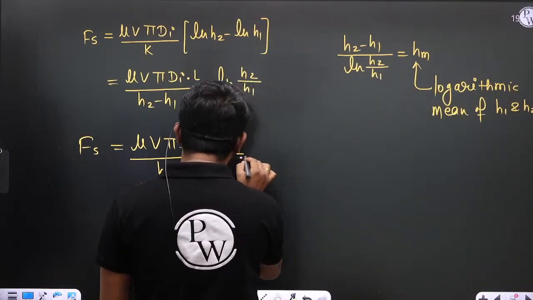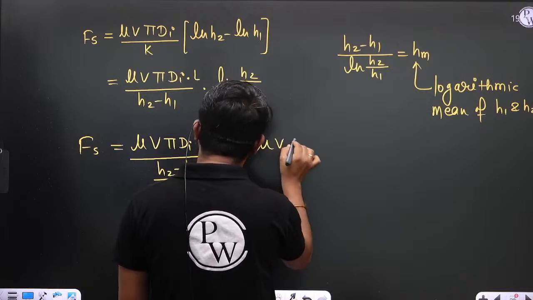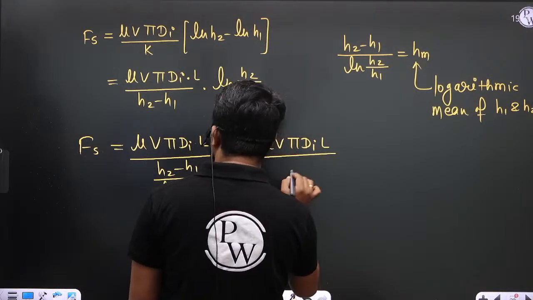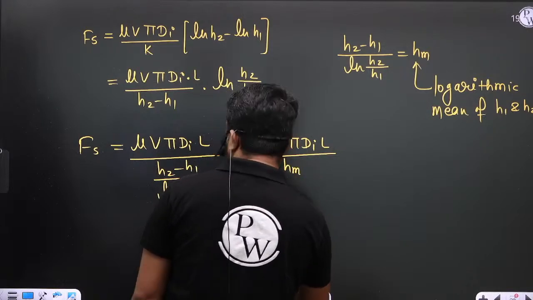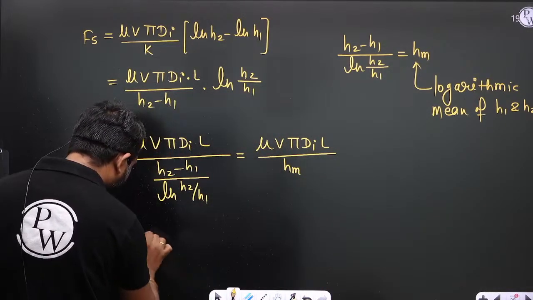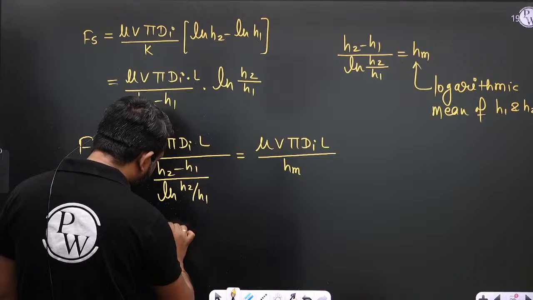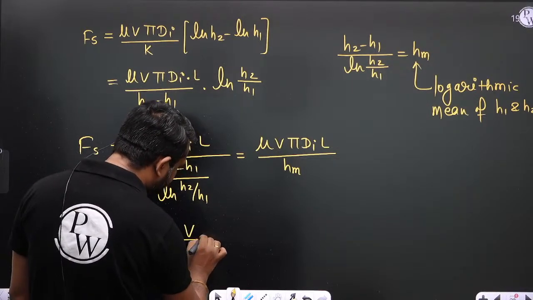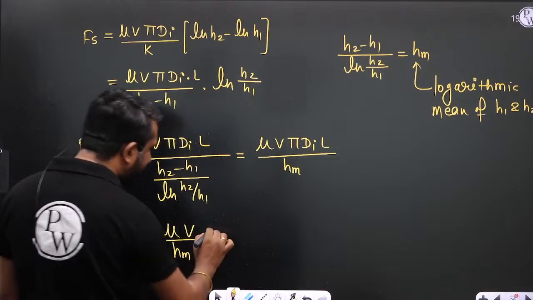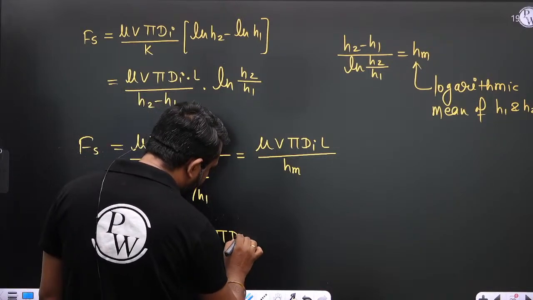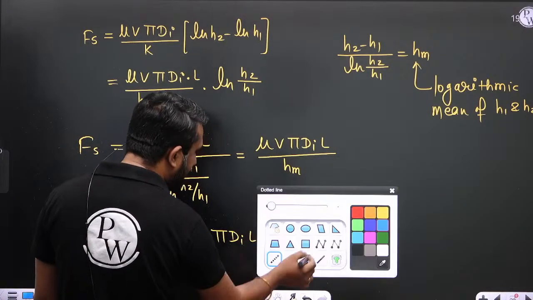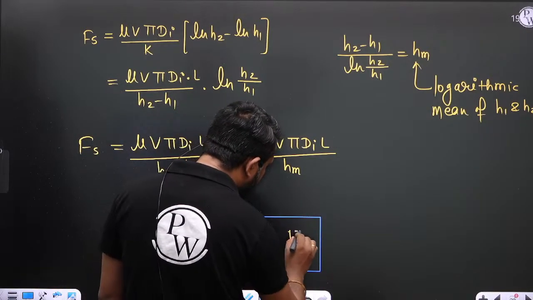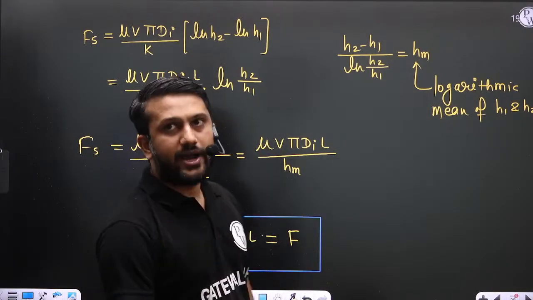So simply we can write, this is equal to mu v pi di L divided by hm. So ultimately this is your shear force, mu V divided by hm, which is the shear stress, multiplied by the shear area, which is pi di L. This is the shear force, and this is also equal to the force which is required to pull the shaft.